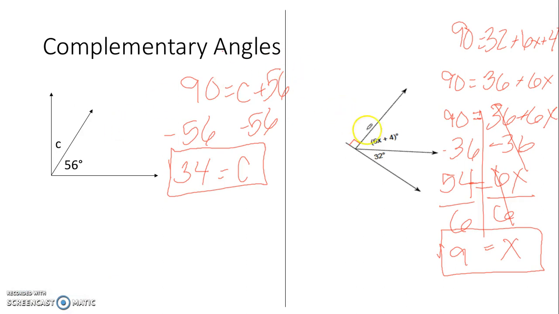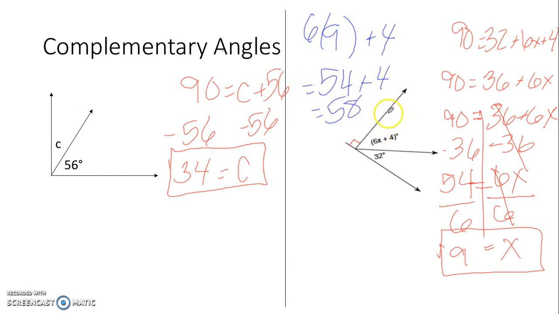Now, I want to know what this angle measurement is. We already know that this one's 32. Well, what about the other angle measurement? Well, now we simply substitute that 9 in for x, so 6 times 9 plus 4. 6 times 9 is 54, plus 4 is equal to 58. Right? So this side right here is equal to 58. We can check ourselves too, because 58 plus 32 is 90. So we know we did our work.